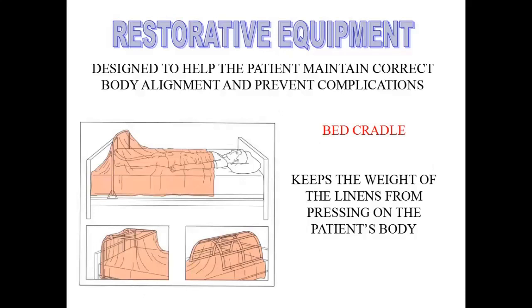Restorative equipment. Restorative equipment is designed to help the patient maintain correct body alignment and prevent complications. One of the restorative equipment is the bed cradle. This keeps the weight of the linens from pressing on the patient's body. Here we can see the different forms of bed cradle, and the bed sheet goes over the bed cradle so as to prevent direct pressure of the linen over the patient.